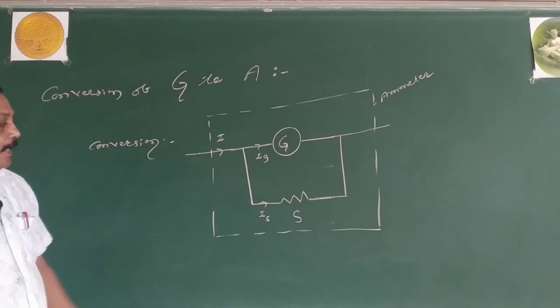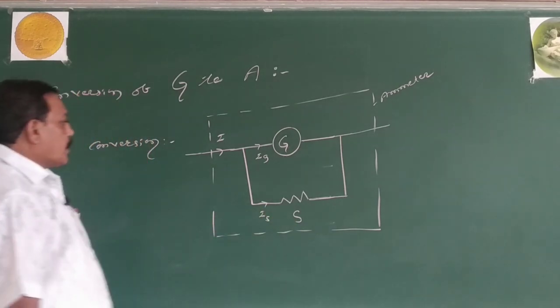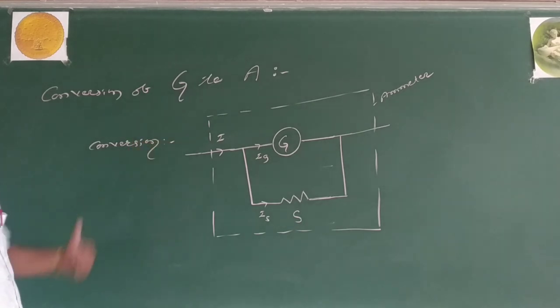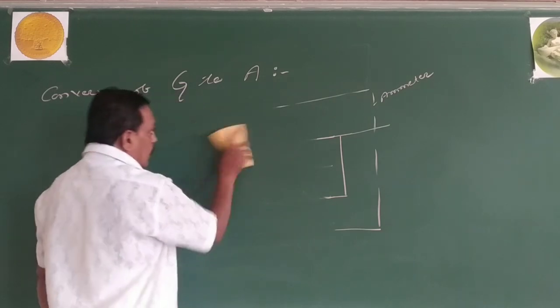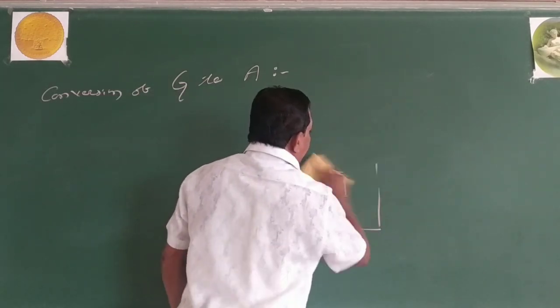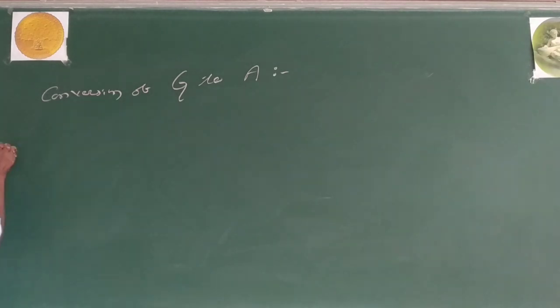Then I need this, yes. In the parallel combination, I want to use the space properly. Let me redraw the figure once again. I want to use the space properly. This is the conversion.